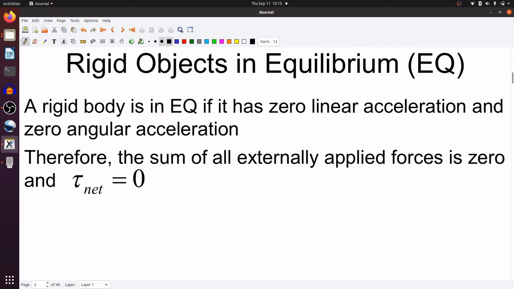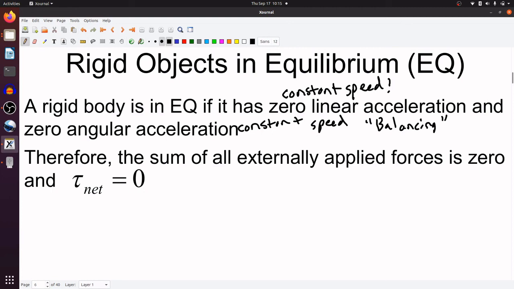So constant speed is okay, and same with zero angular acceleration. Basically, equilibrium applications are kind of balancing problems. Everything is perfectly balanced, kind of like the tension problems that I gave you in chapter 4, where everything was balanced. Same thing when we deal with torque. Everything needs to be balanced.